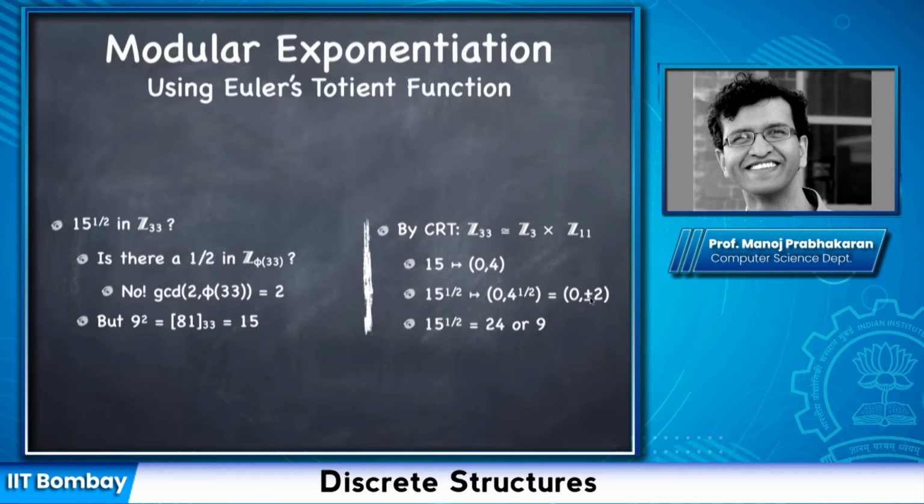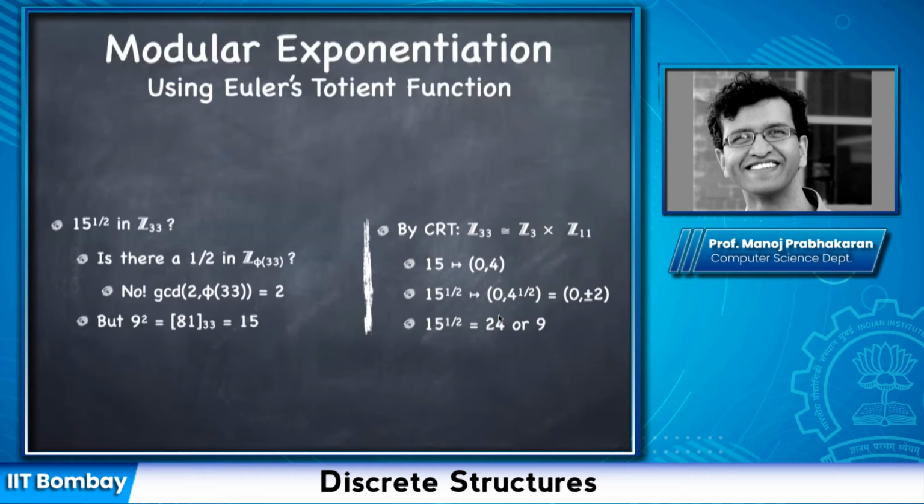So if it is (0, 9), then that is a solution, and (0, 2), which is 24, is a solution. In fact, 24 is minus 9, because 24 plus 9 is 33. So at least there are these 2 solutions, and if you trust me that the square root of 4 has only 2 solutions, then these are the only 2 solutions.